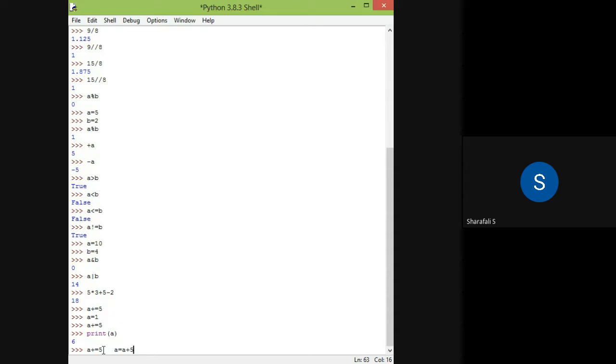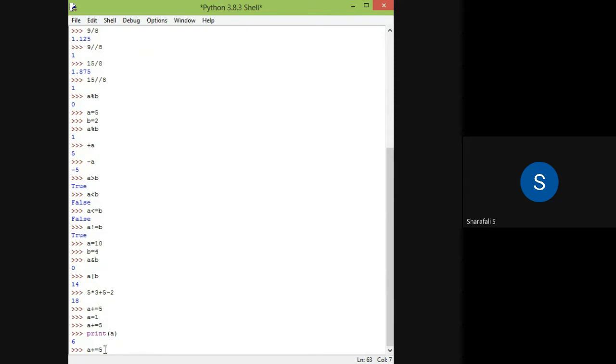But here, the same result I can get by using this operation. The operation is the same. Here also we are doing the same operation, a equal to a plus 5, but we are writing it like this. Okay, so a plus equal to 5 means a equal to a plus 5, and that will give me 6 because I have given my value initially as 1.